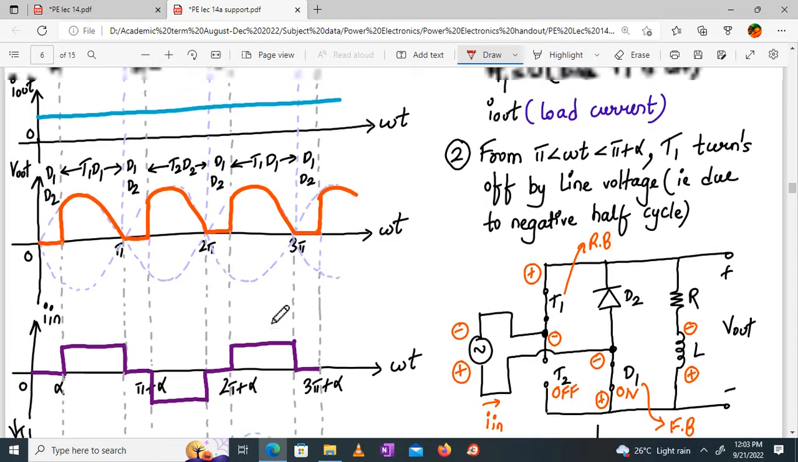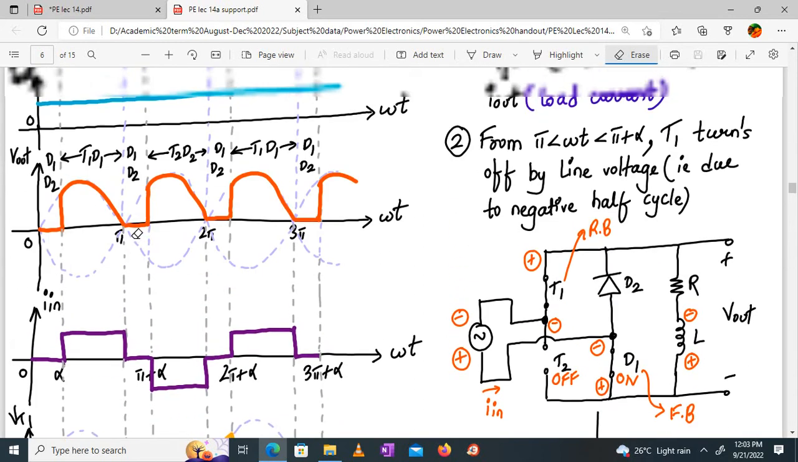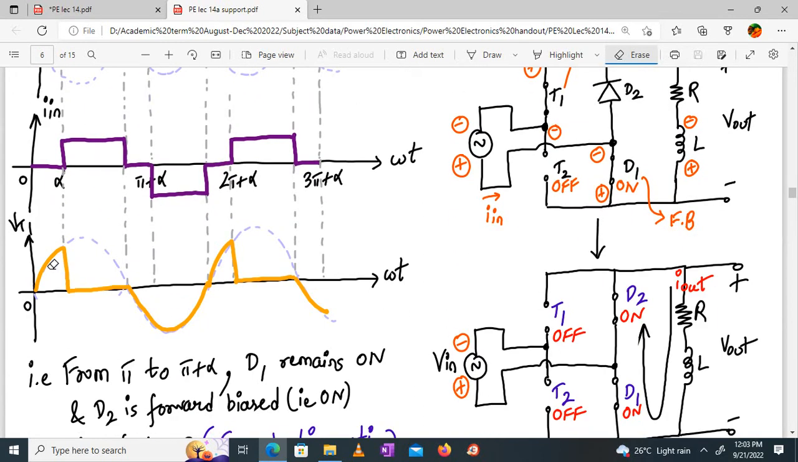Okay, and yeah, the functioning will be slightly different, but the wave shape will be same. And also, here is the difference. In the earlier case, T1 was conducting till pi plus alpha, right? यहाँ पे वो तभी तक नहीं conduct करे. There's a difference. So let's see what's the difference.